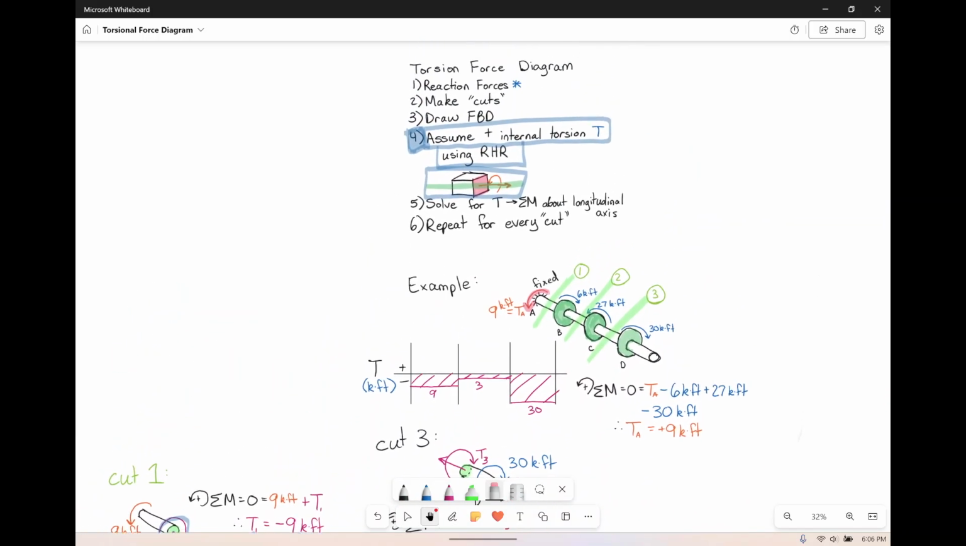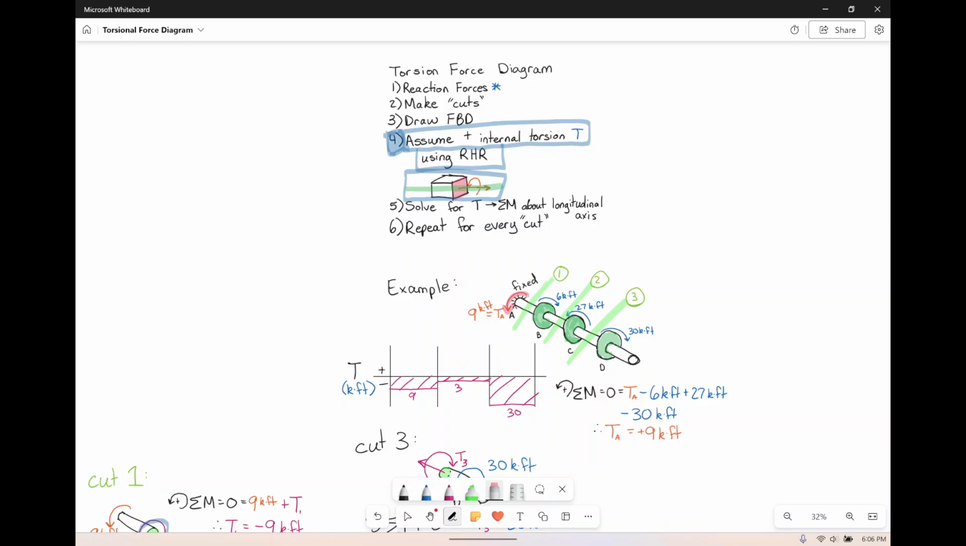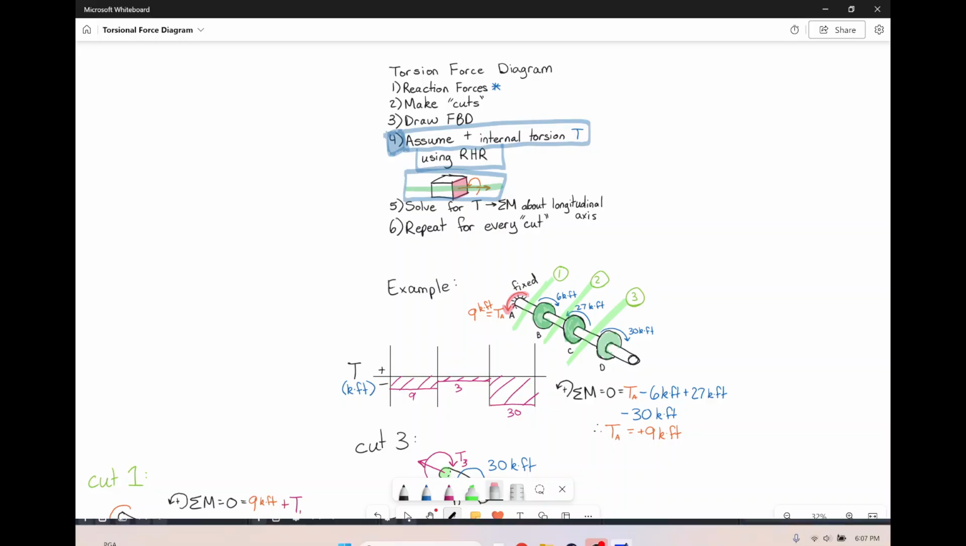So again, just to recap those steps: solve for reaction forces. It'll do you good, as it always makes the last cut a little bit simpler. Make your cuts every single time there's a change in loading. Draw a free body diagram for each one as we did. Always assume positive internal values for your axials and torsions. Solve for your torsion, and repeat every single time there's a cut. That's all there is to it. Hope that's pretty easy.